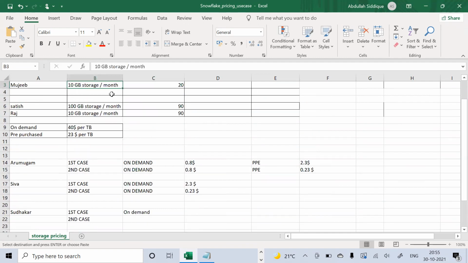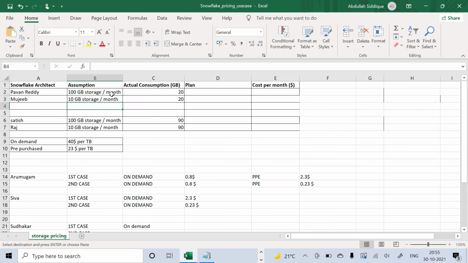So if you see a pattern here, whenever there is an assumption of more data, but if it is less, we see that we have gone for PP. Okay, and if it is the other way around, we have gone for what?